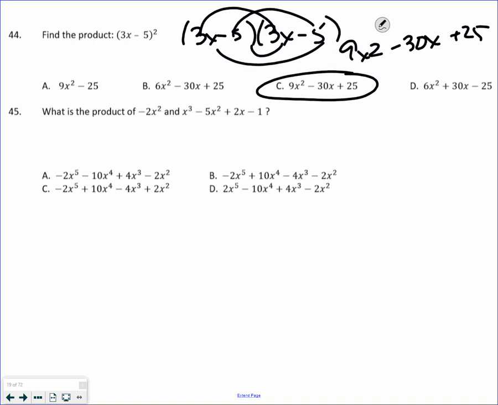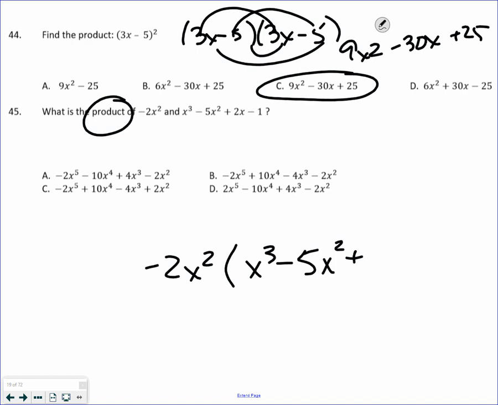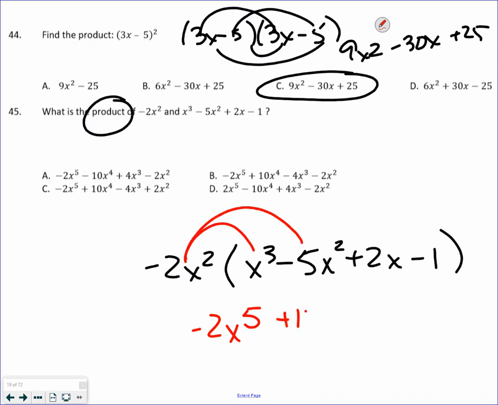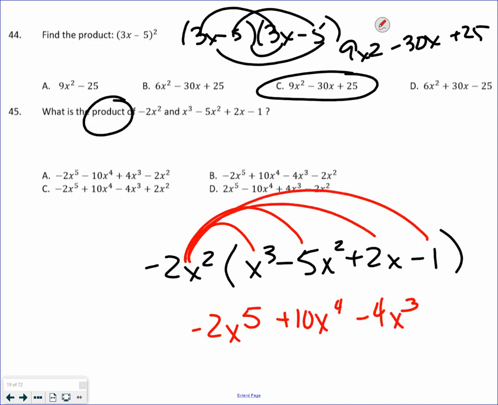Next, and again, the word product, now we're using some vocabulary. You're asked to multiply a monomial times, in this case, a polynomial. So you're going to distribute using our rules of exponents now. Negative 2x to the fifth. Be careful there. Okay, when multiplying, you always add exponents. Plus 10x to the fourth minus 4x to the third plus 2x to the second.